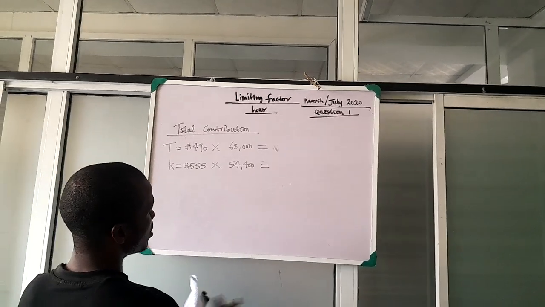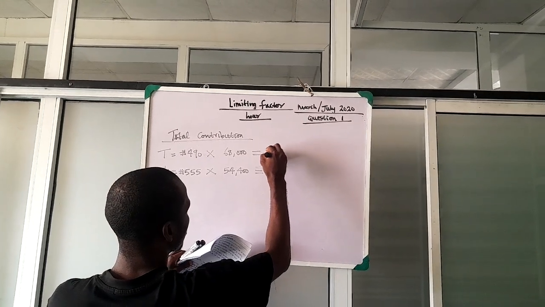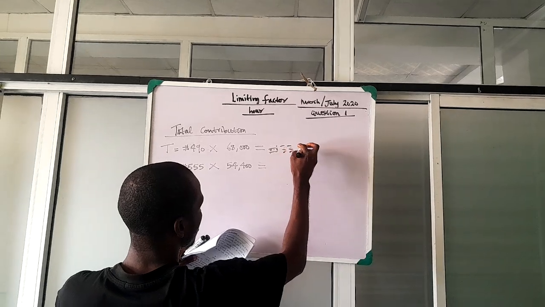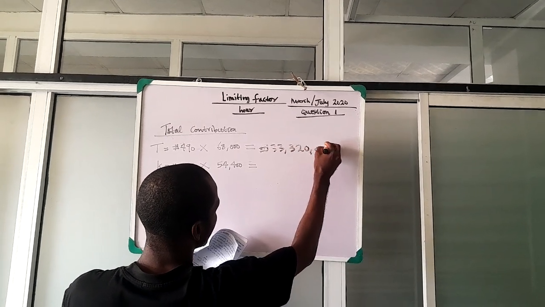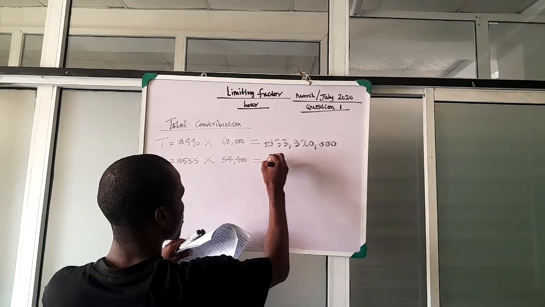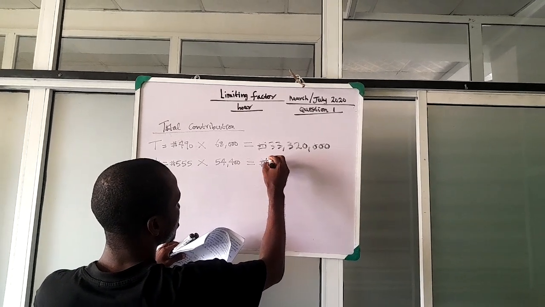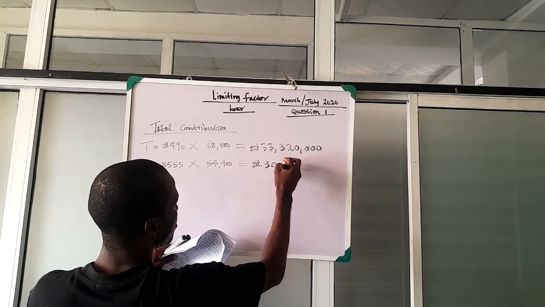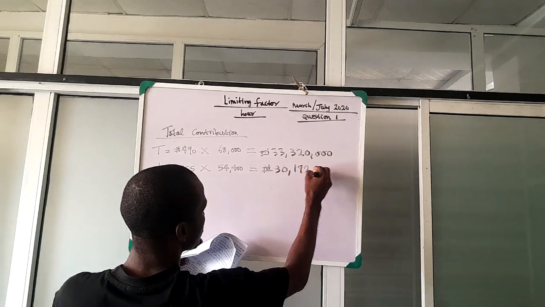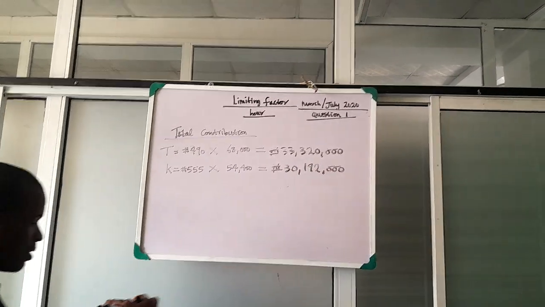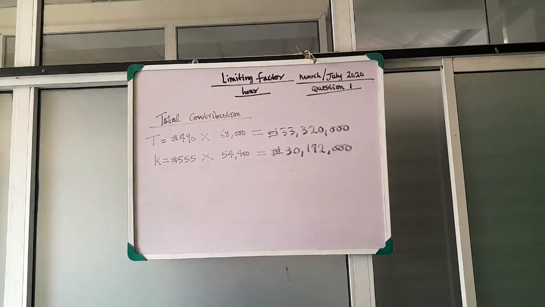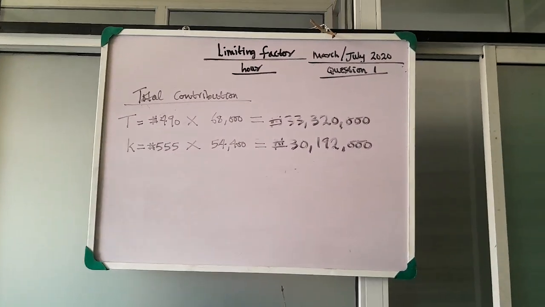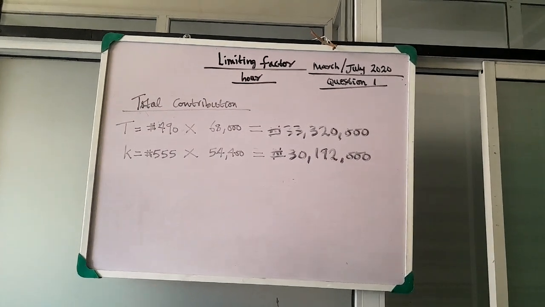So we'll have 33 million, 320,000. Then this will give us what? 30 million, 192,000. Clearly, we can see that T gives us the highest contribution.